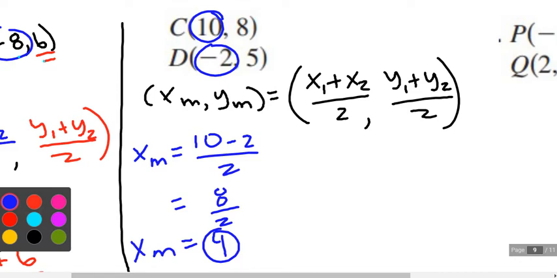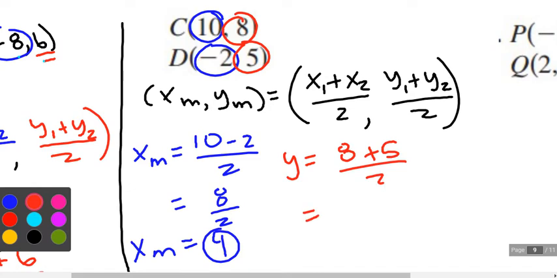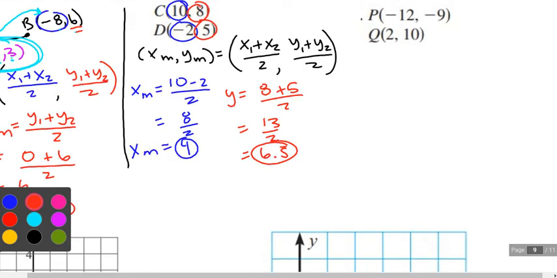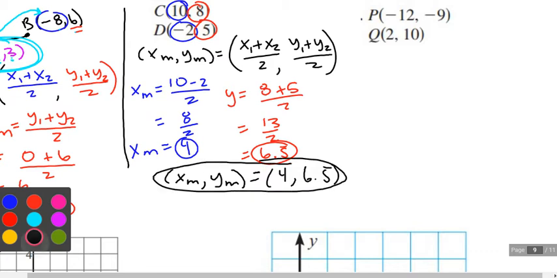For the y's, which we can completely calculate separately, we have 8 and 5, so 8 plus 5 over 2. 8 plus 5 is 13. Divide that by 2, we're going to get 6.5. Okay. So the coordinates of the midpoint should be 4, 6.5.